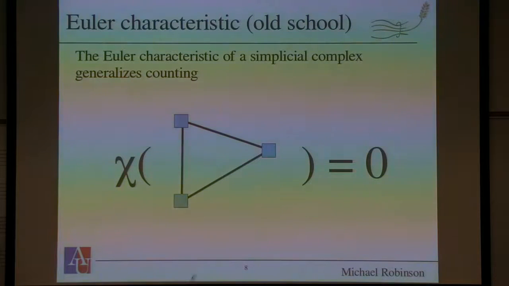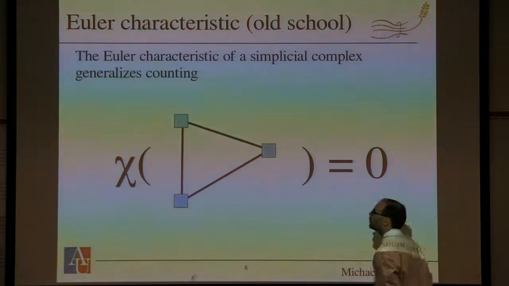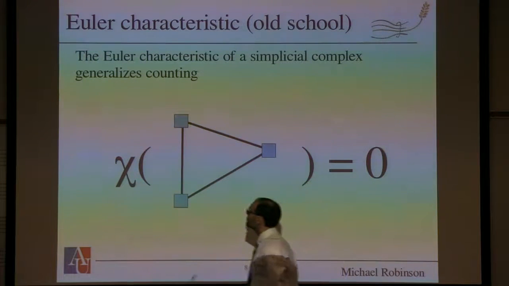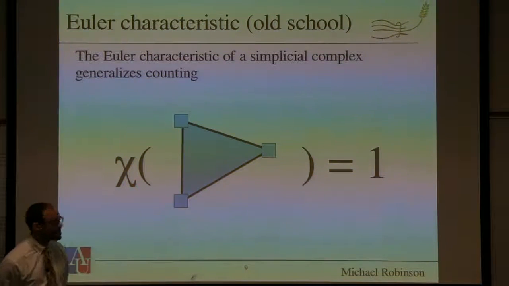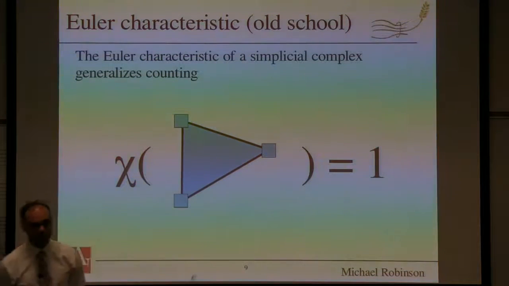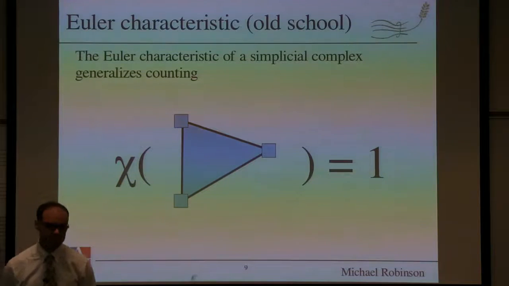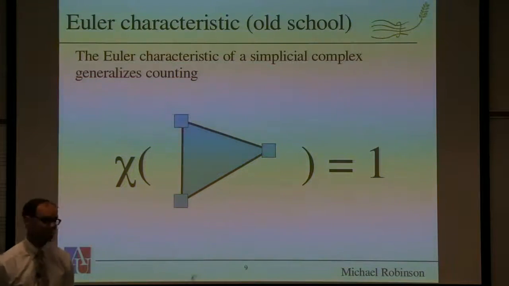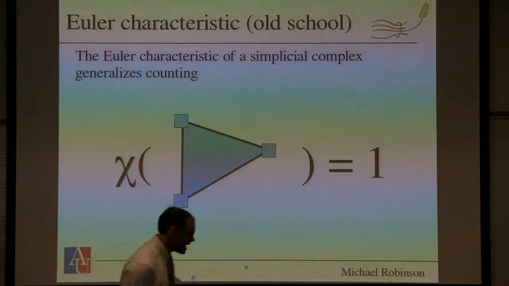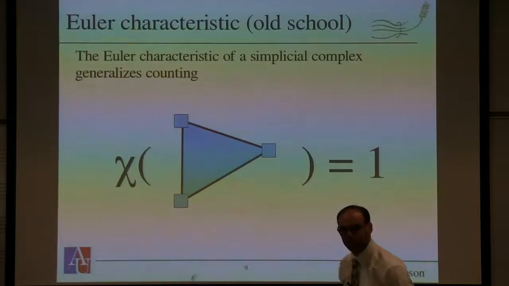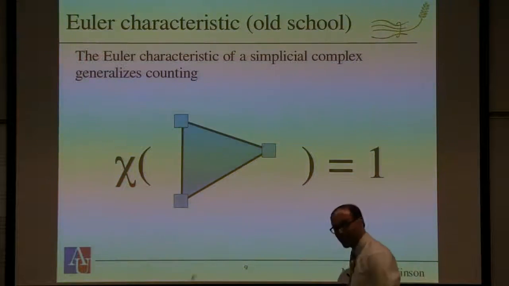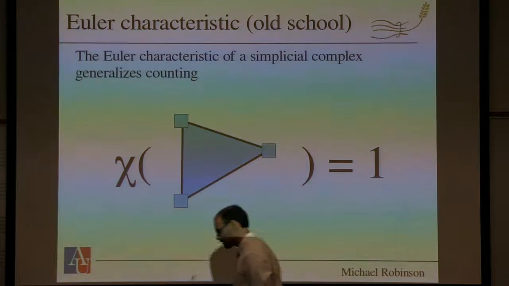I get 0 connected. Wait. There are not 0 connected components here. There's something wrong. Well, what I should probably do is put in a face, add in a 2-dimensional face. So I have vertices minus edges plus faces. And now it's back to 1, as it should be. This is the number of connected components. And I can imagine doing this all the way up the chain for a simplicial complex. And in some sense, if I've got a flag complex, this will count connected components. Cool.